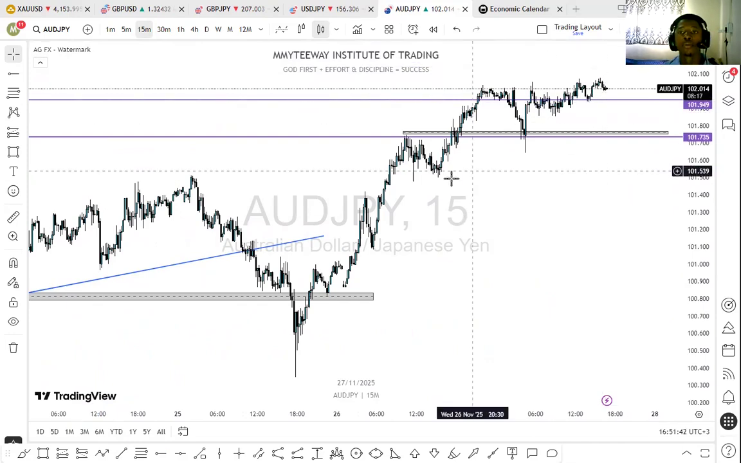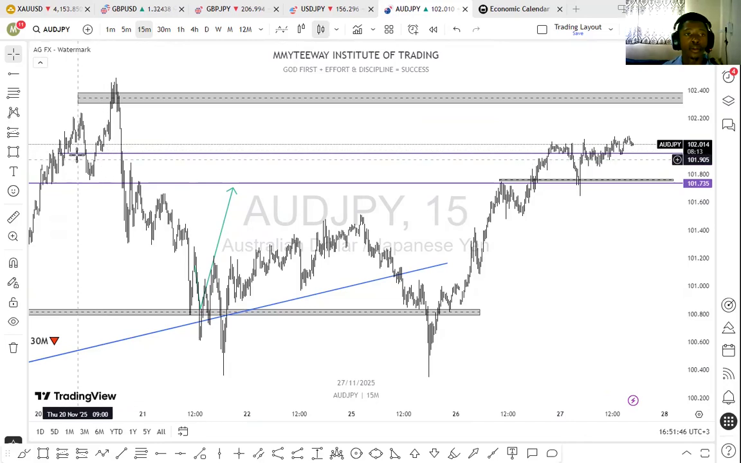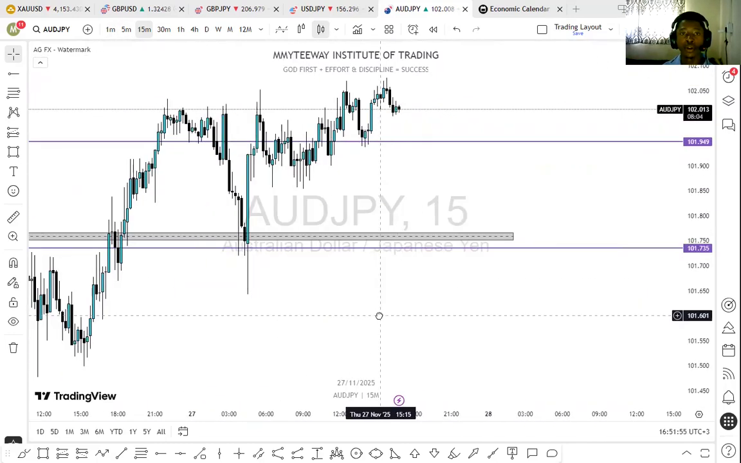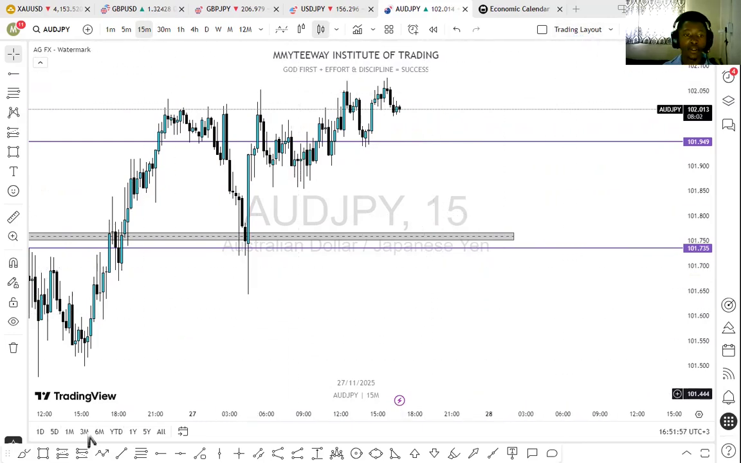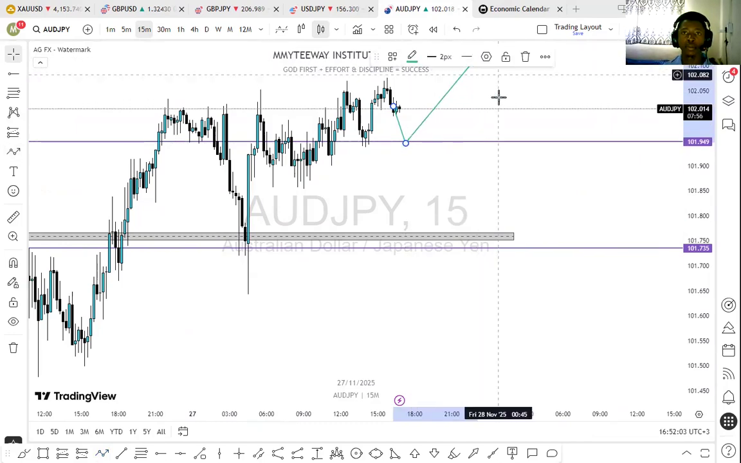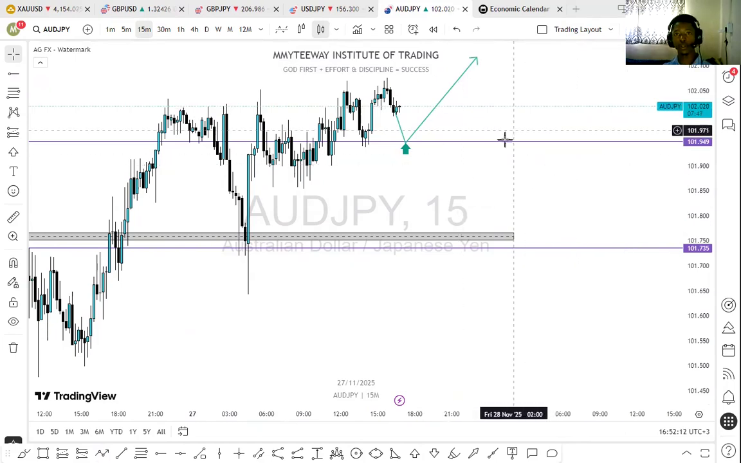So around this area, 1, 2, 3, 4 touches, 5 here. Around this area, we are going to be looking for a buy. But with the momentum of this graph, it's going to be a bit difficult. We are going to be looking for buys on price 101.949.